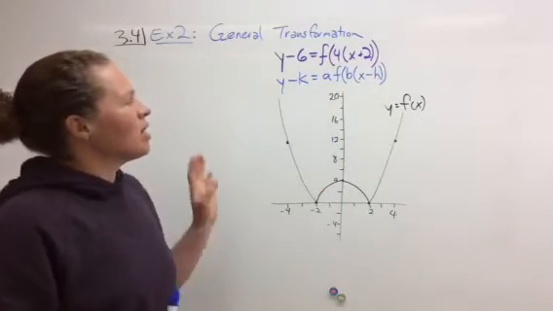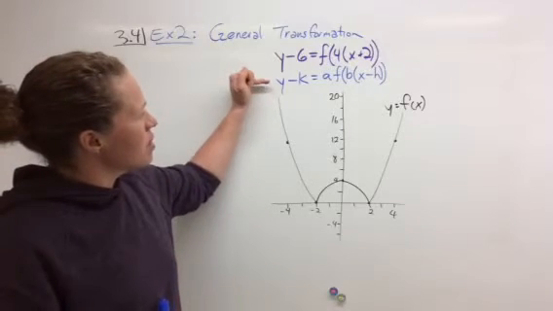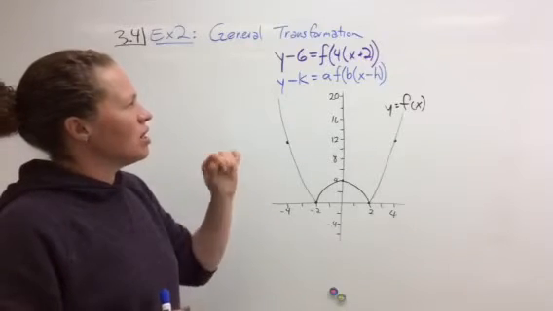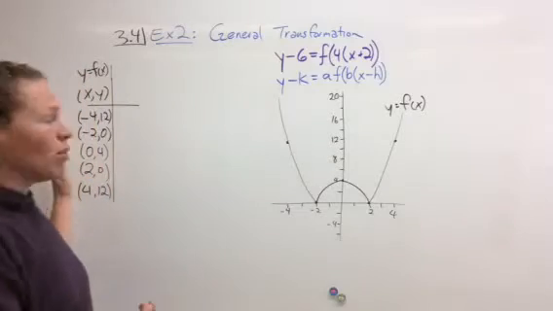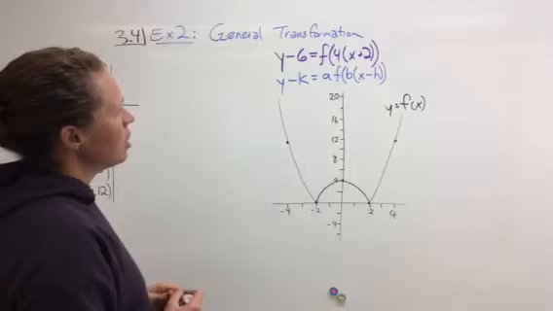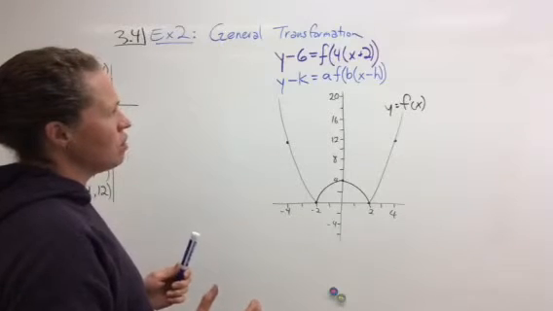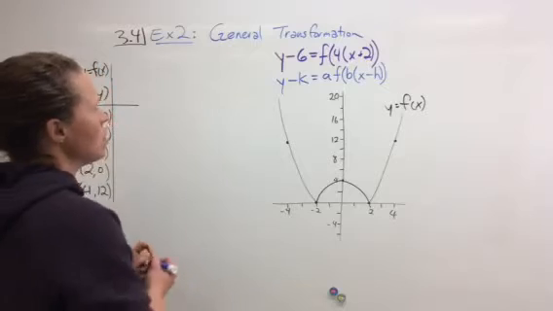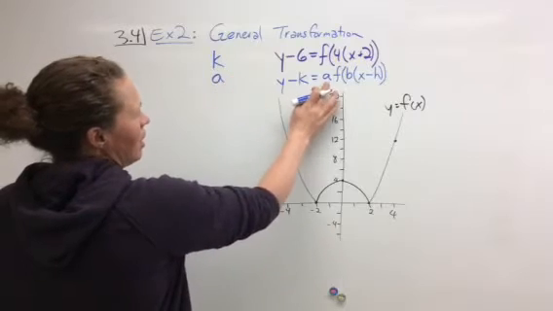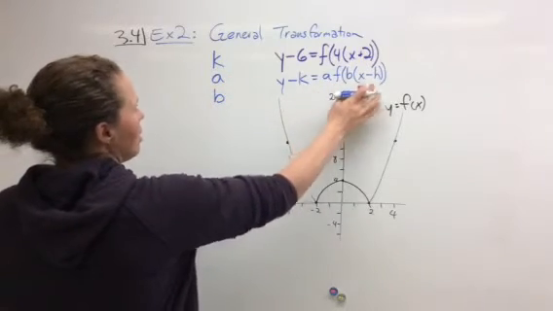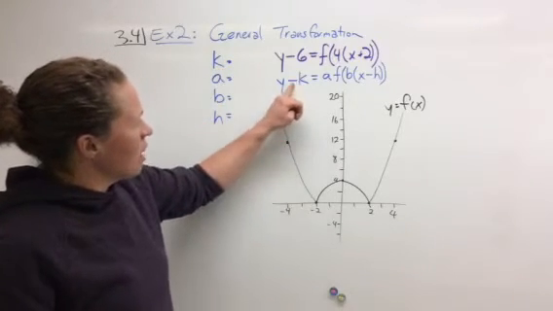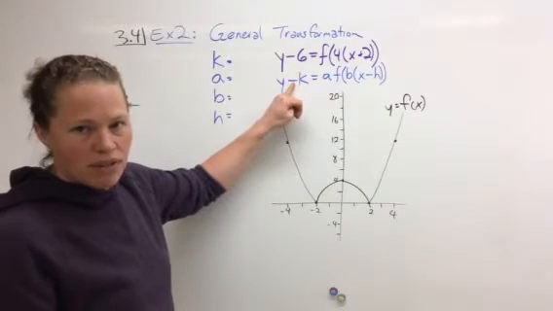So basically what we're going to do is compare this pattern to this pattern and pull out the numbers, and then we're just going to use those numbers to change the points that we have over here. So what I want to look for is the individual number values. So I'm going to write them down here. We've got a k, an a, a b, and an h. And the values in front here, positive or negative, have to coincide.